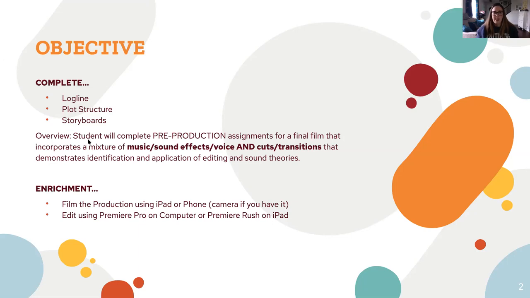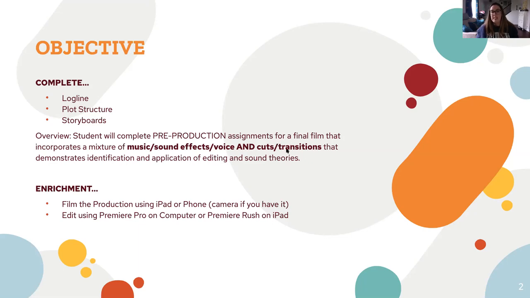So the idea is that you are completing the pre-production assignments, the log line, plot structure, and storyboards for this final film, and it incorporates music, sound effects, and voice. You have to make notes about what kind of music you're going to use, incorporate sound effects somehow, and it has to have voice, either a narrator or subjects talking to each other in a movie. And it also has to make use of the cuts and/or transitions that we've learned about.